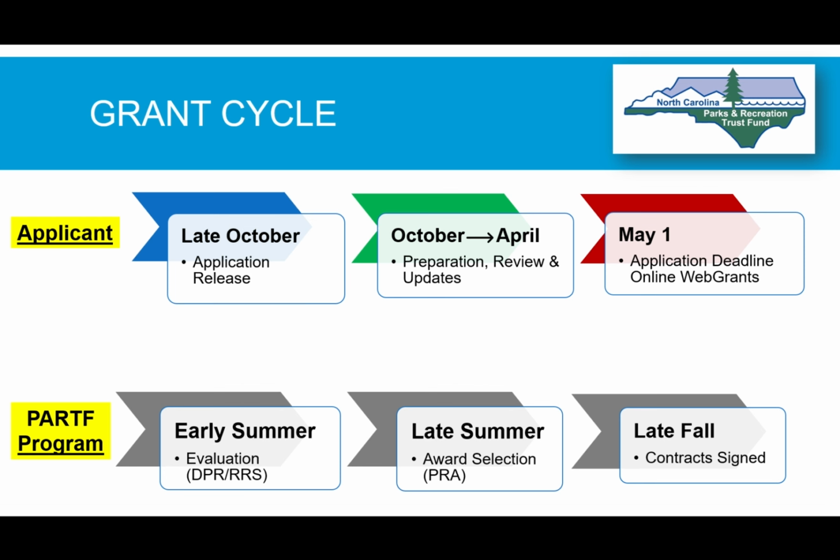The PARTF program, we're looking at early summer after you submit the applications. RRS and the Division of Parks and Recreation Grants and Outreach, we will be evaluating and reviewing all the applications through the scoring system, and we'll prepare information, a summary for the Park and Recreation Authority. And they do award selection, and that's usually in August each year. And then late fall is when contracts are signed.